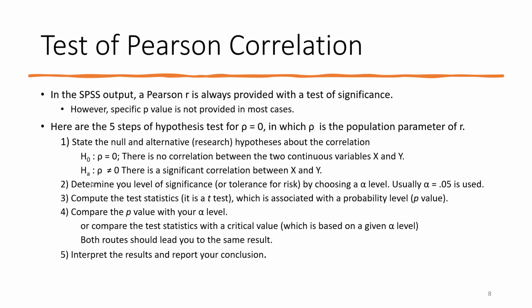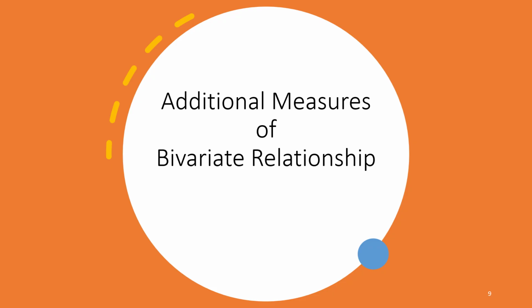In step 4, the comparison of the p and alpha leads to a decision either to reject or fail to reject the null hypothesis. SPSS typically does not display an exact p-value, but indicates significance at the specified alpha level. Next, I will briefly introduce alternative correlation measures. You can find video tutorials on the slides for further details.